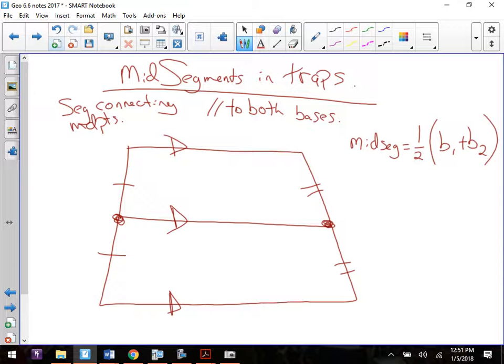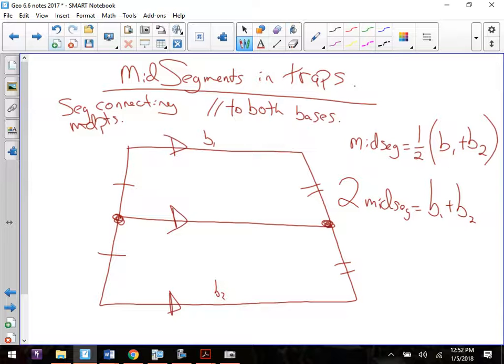Now remember, these are your bases. You have base 1, base 2. It doesn't matter which one's which. It's just that you have 2 of them. So another way of doing this is that you can always double the mid-segment, and it equals the sum of the bases. Just another way of writing it out.